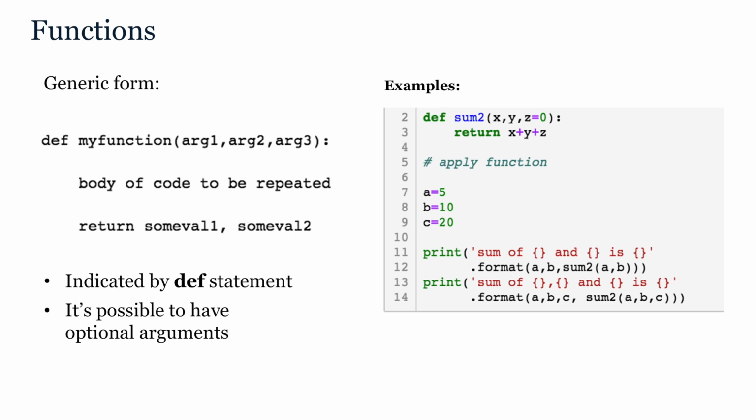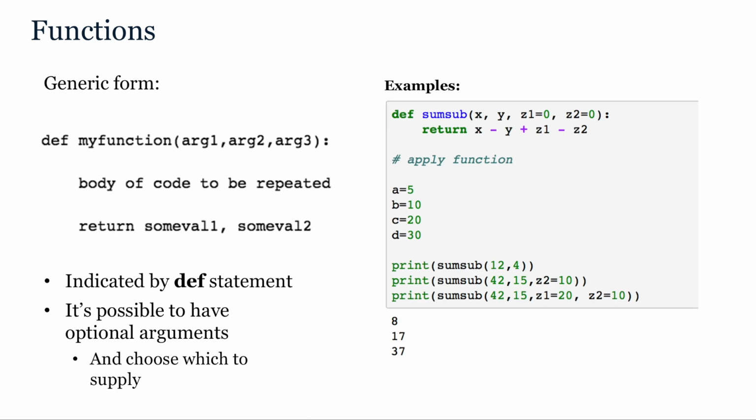It's also possible to have optional input arguments. For example, z here has the default value 0, and so will be ignored unless the function call, shown here, specifies 3 arguments. It's also possible to have multiple optional input arguments, but should you only want to supply one of them, then you need to define which one when you call the function.